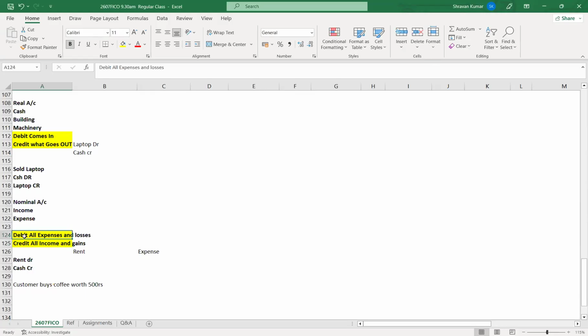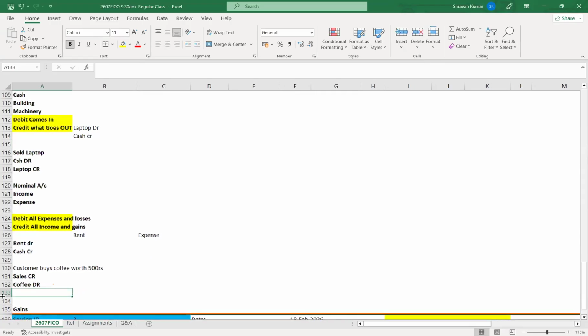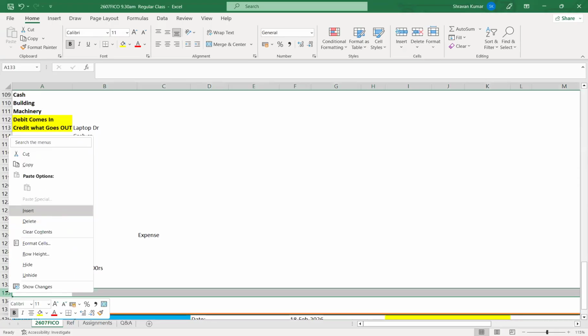See, right now, if you read this, debit all expenses and losses, credit all income and gains. So as I told you, we sold a coffee of 500 rupees. So that is an income for us, right? So if you read here, all income and gains will be credited. So when we sold, that is a sales for us, right? So we will credit the sales account, and the coffee account will be debited. So you understood, right? What I'm trying to say here. Are you able to relate it, guys?